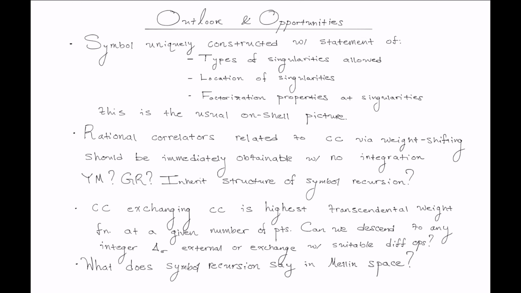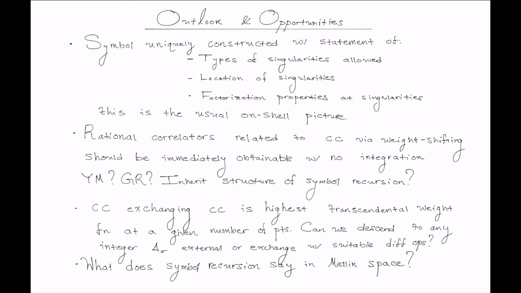So now we can discuss just the general outlook and some opportunities and summarize what we've seen so far. The symbol can be uniquely constructed with the statement of the types of singularities that we allow, the location of these singularities, and the factorization properties of the answer at these singularities. And this is the usual on-shell picture, simply with more complicated analytic structure in this case. But with this tool, we need no longer make any reference for this particular class of correlators or wave function contributions to time integrals or anything else. We can simply perform the symbol recursion and we have the endpoint answer.